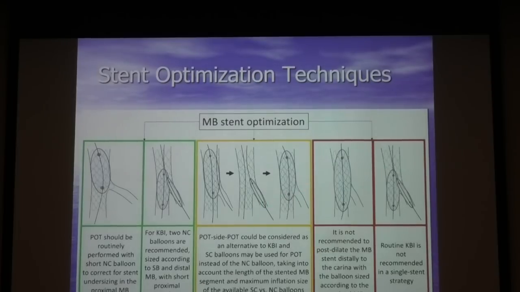But we prefer always to have kissing balloon and then followed by PUT. But it is acceptable. Now, it is not recommended to post-dilate the main branch stent distally to the carina with the balloon sized according to the proximal main branch.